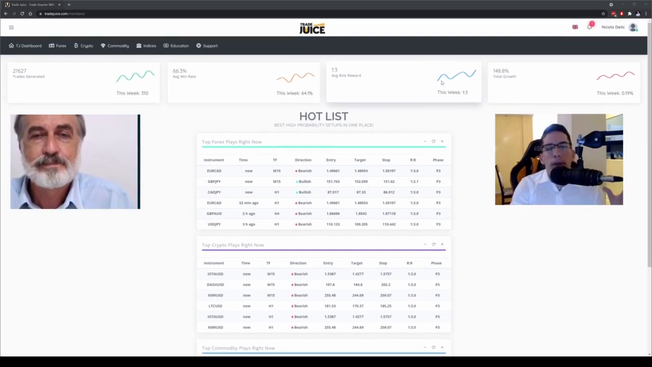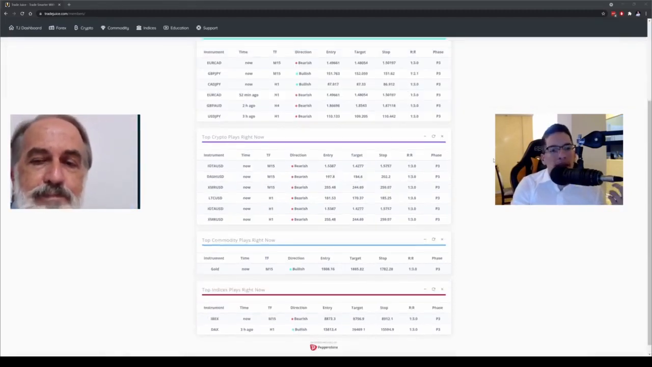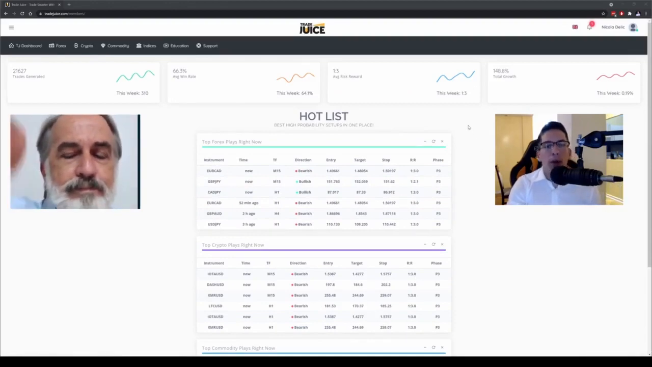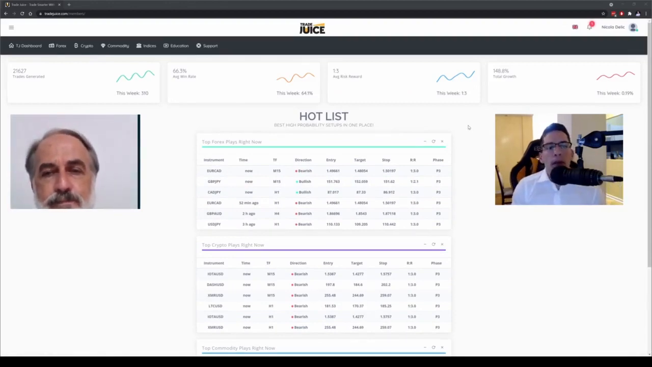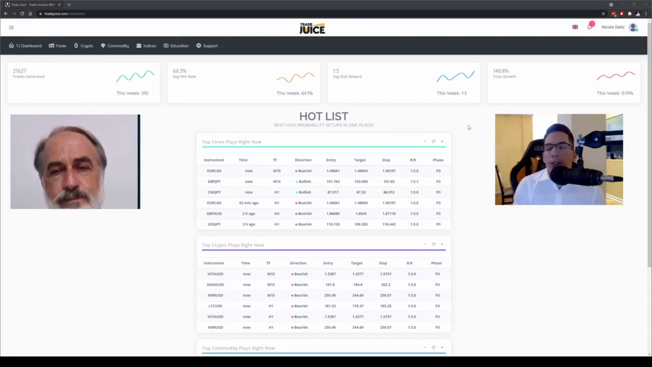Okay, so this is what Tradeology really is. It's a simple, let's call it a page, but it's more than a page where you can find everything that you actually need to become a successful trader. It's a dashboard designed to give you only the important information all day long.